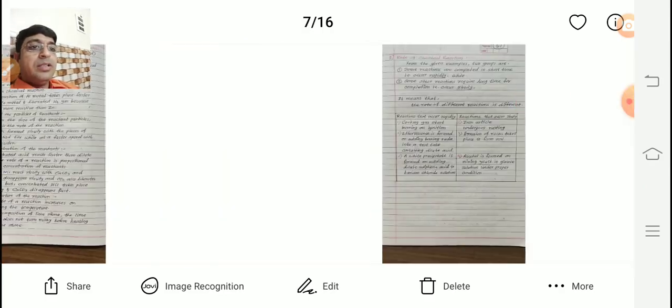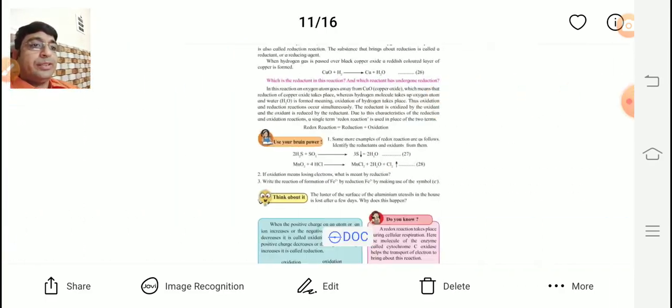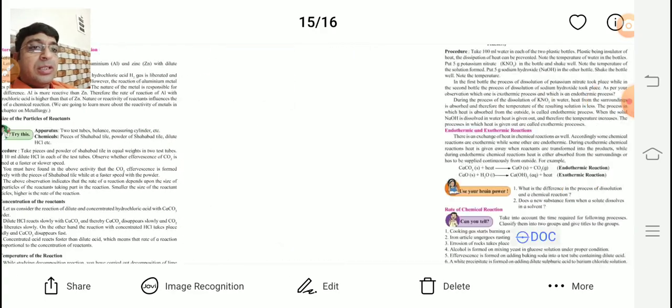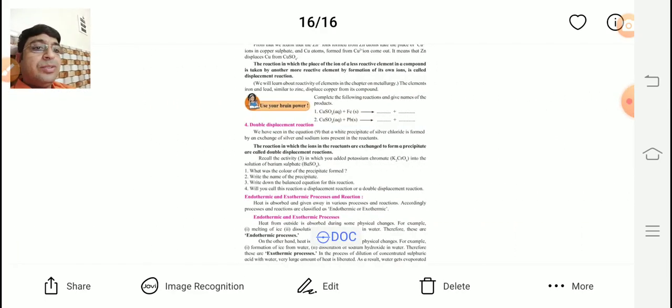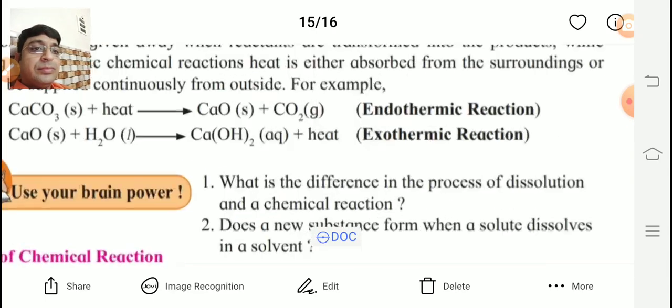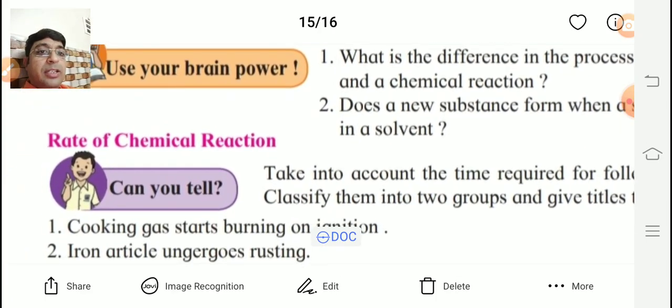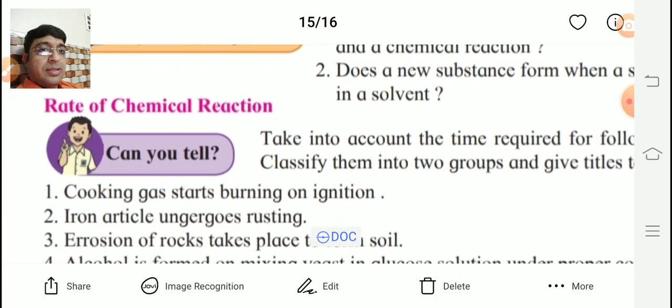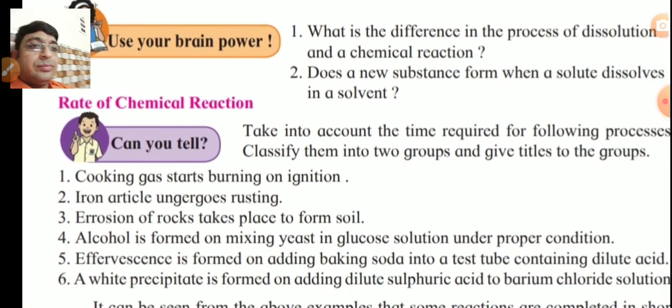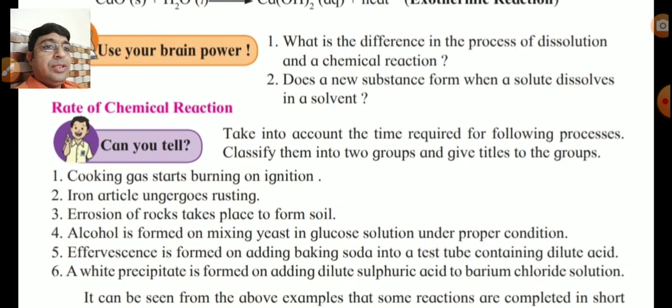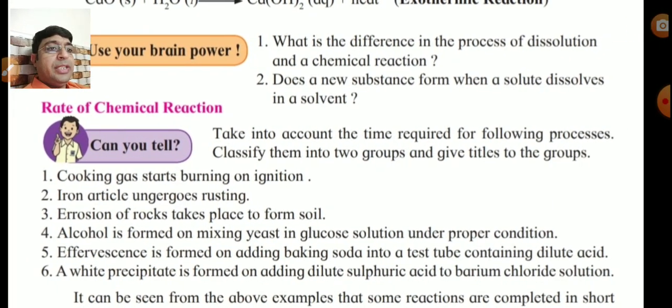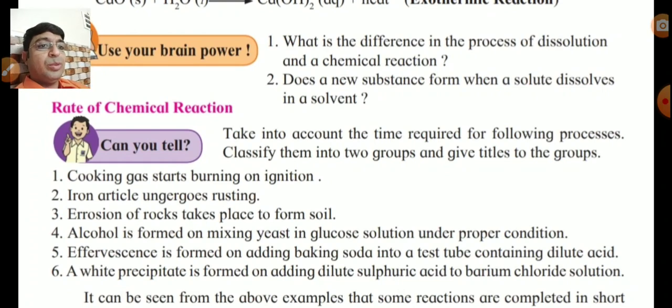Okay, these points are related to the next point. So we continue with the next point. Check. Rate of chemical reactions. Can you tell? Take into account the time required for the following processes. Classify them into two groups and give titles to the groups.